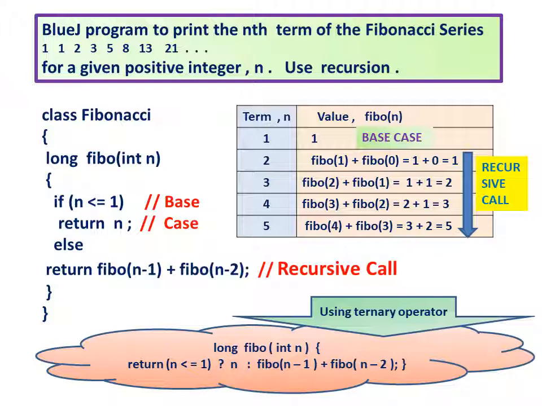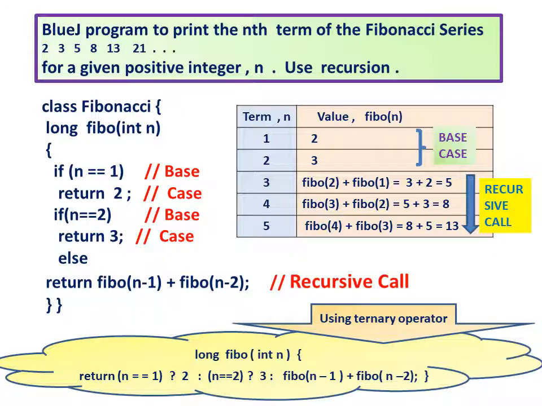The program is class Fibonacci, long Fibo(int n). If n <= 1, return n, else return Fibo(n - 1) + Fibo(n - 2). Using ternary operator, the method is long Fibo(int n): return n <= 1 ? n : Fibo(n - 1) + Fibo(n - 2).